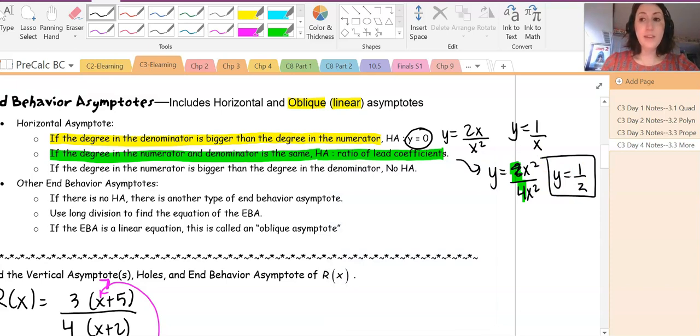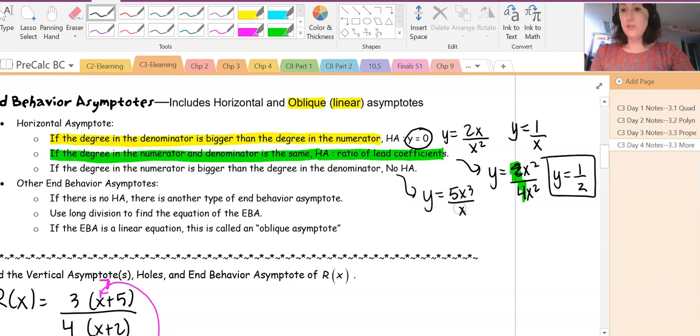Okay? Now, here's where you weren't lied to. It's just you didn't get the whole truth last year. What you were told last year was, if the degree in the numerator is bigger than the degree in the denominator, there's no horizontal asymptote. That is true. That would be like if you had y equals 5x cubed over x. You said, oh, the degree's bigger in the numerator, no horizontal asymptote.